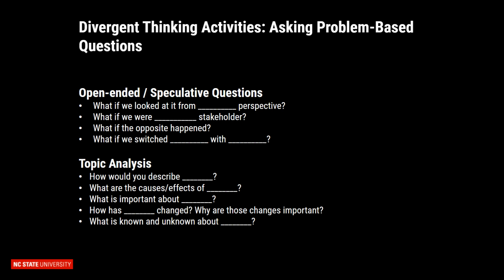Encouraging divergent thinking could be as simple as restructuring discussion questions or problem statements in open-ended and speculative ways, such as: what if we looked at it from another perspective? What if we were blank stakeholder? What if the opposite happened? What if we switched A with B, or X with Y, or this with that?